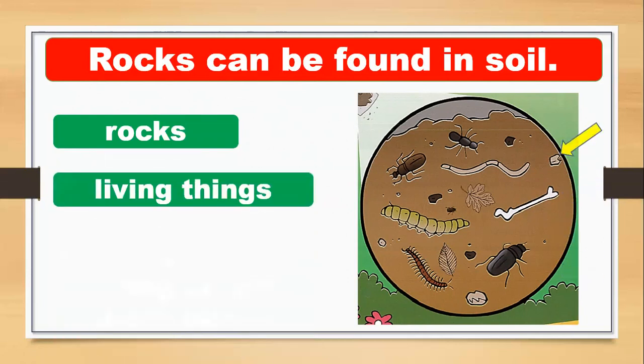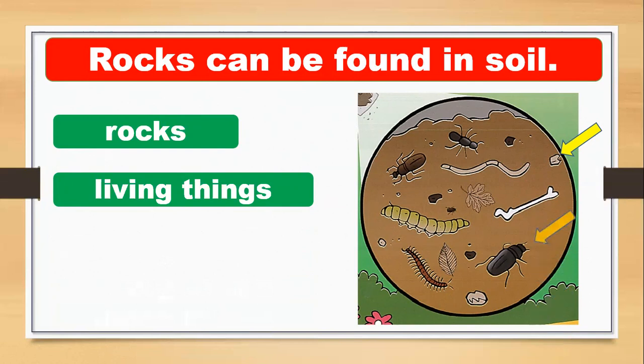The next thing is living things. I already told you about the bacteria. The bacteria and the insects help to grow our plants. So here are one, two, three, four, and five. These bacteria and insects are very important. These are living things. Living things means they can grow, they can move, they can breathe. So these are the living things.